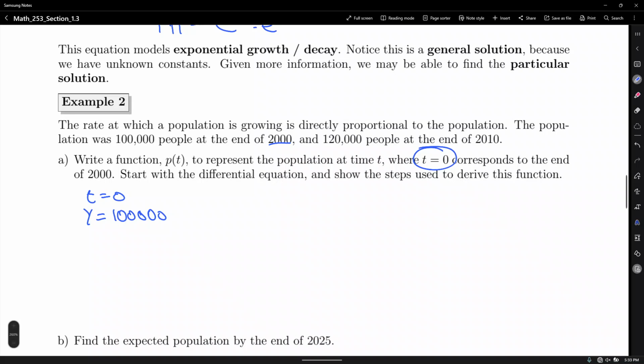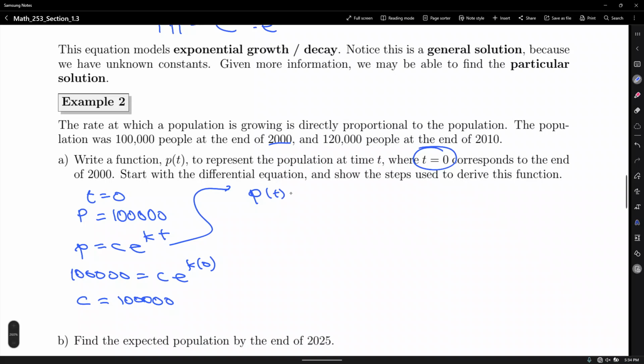So number one, this will be p equals c e to the kt. So I'm going to substitute population. Let me call this p instead of y. Then 100,000 equals c e to the k times 0. Well, k times 0 equals 0. E to the 0 equals 1. That means c equals 100,000. All right? So we may go ahead and write this function, p of t equals 100,000 e to the kt. Okay?